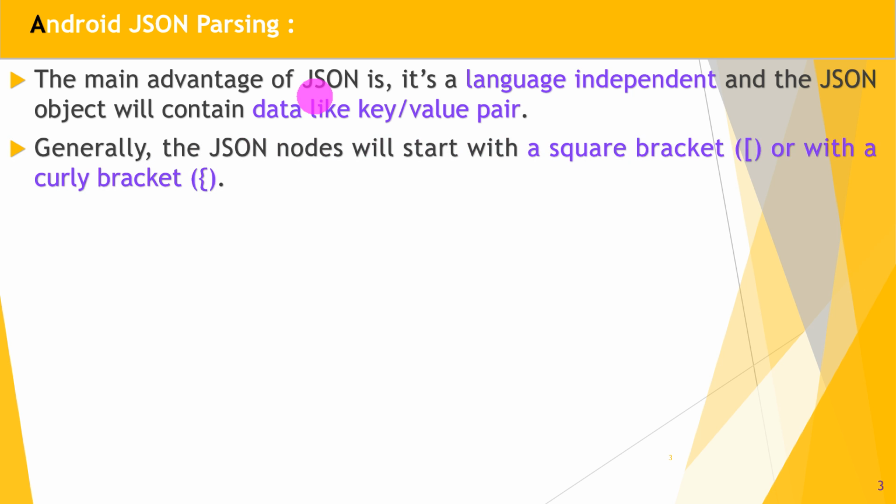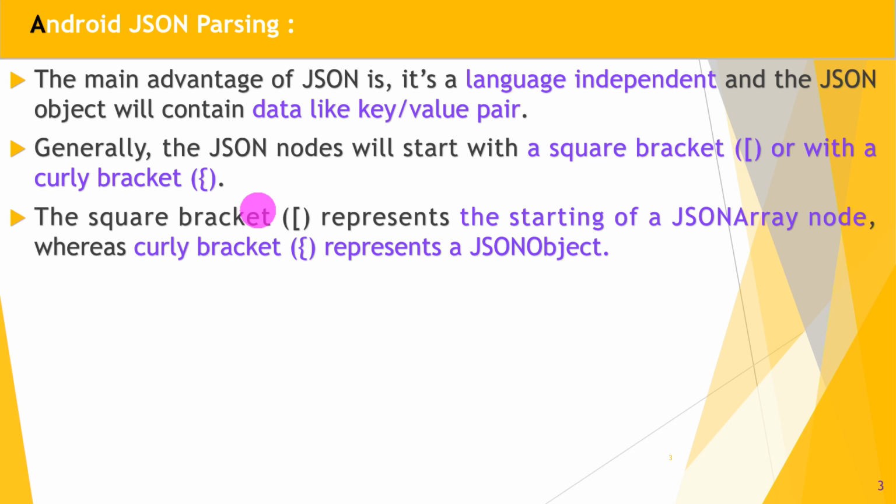Generally JSON nodes will start with a square bracket or with a curly bracket. A JSON node contains JSON objects. The square bracket represents the start of a JSON array node, whereas the curly bracket represents a JSON object. Square brackets are used in the JSON array node, whereas curly brackets are used in JSON objects. Hope you understand this part.